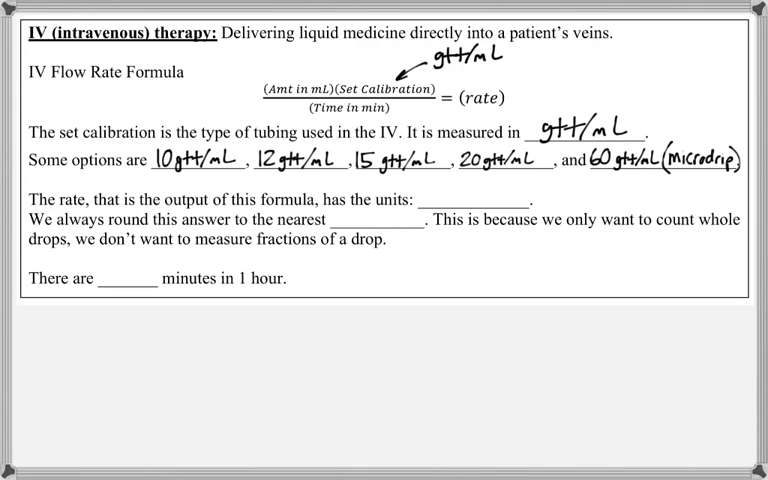The rate, that is the output of this formula, has the units GTT per minute. And we always round this answer to the nearest whole. And this is because we only want to count whole drops. We don't want to have to measure fractions of drops as they drop from the IV machine. So this is GTT per minute, and it's always rounded to the nearest whole. And then also, it's good to remember that there are 60 minutes in 1 hour.